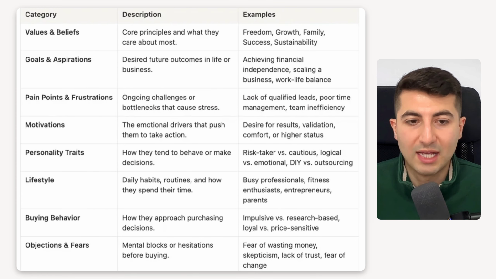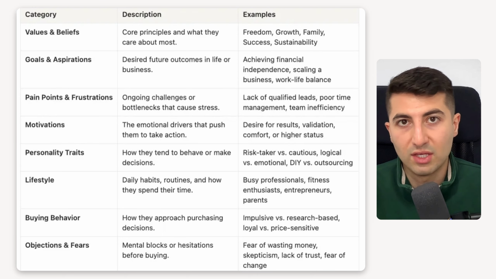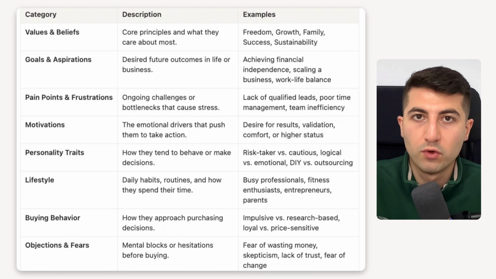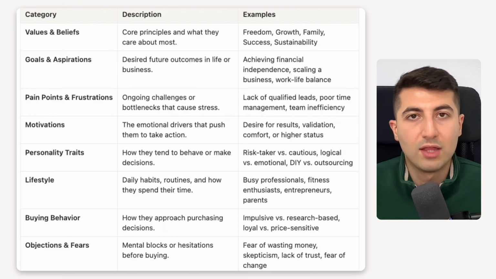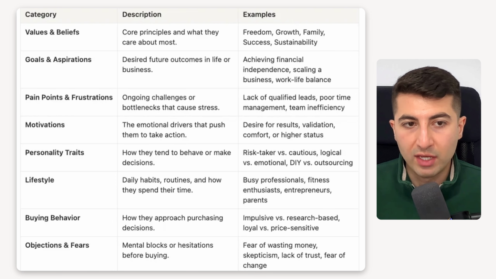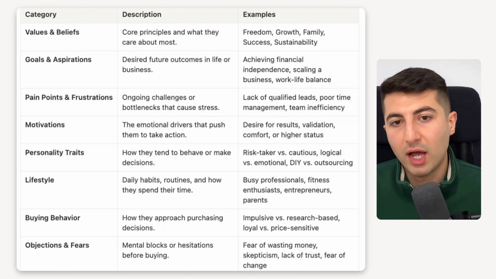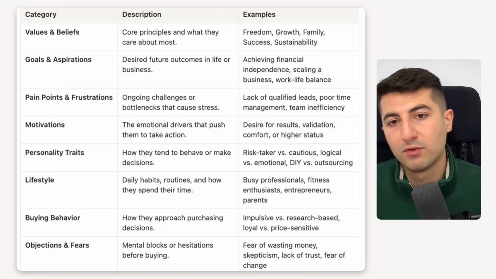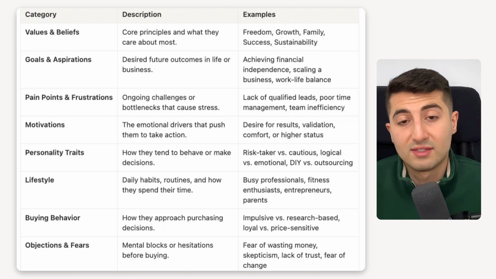Now, let's jump into psychographics. In psychographics, you will find your gold mine. If you can understand the psychographics of your ideal client profile, you will notice a huge jump in the conversion rate within your ads, your landing page, and the overall operations of your business. So in terms of psychographics, these are the emotional and behavioral patterns that drive decisions. For example, you have values and beliefs, what they care about, like for example, freedom, growth, family, success, sustainability, etc.